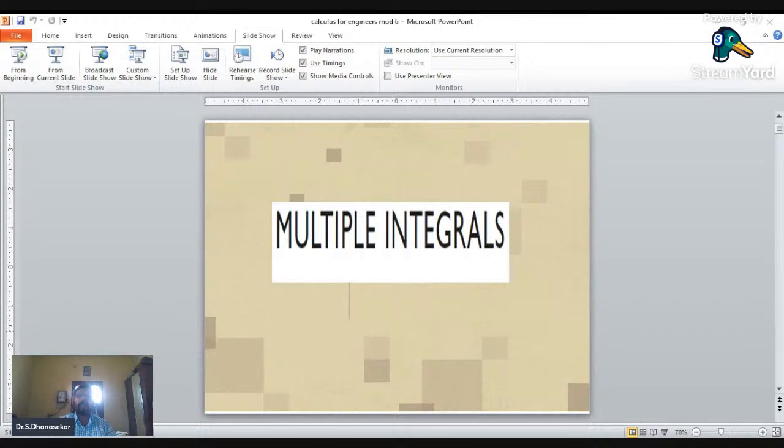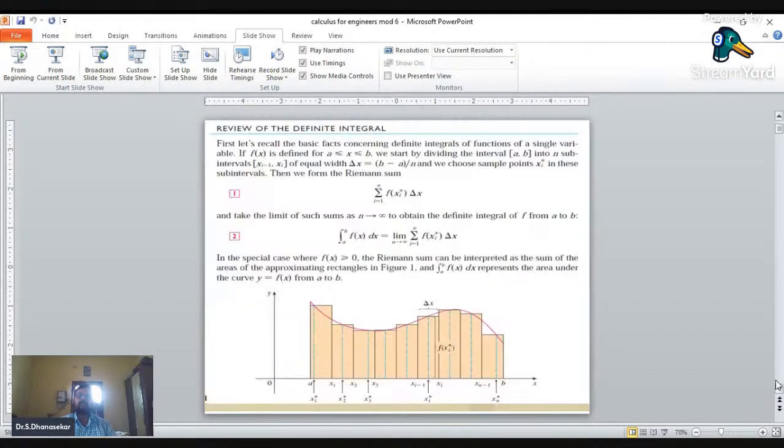Now in this multiple integral, okay, let's go to the next slide. 1 minute, I'll go there. So the next slide will be okay. So review of first integral, that is single integral. That is a very important part we should remember, because when I go to double integral, if I don't know the basic concept of single integral, it will be a problem for me.